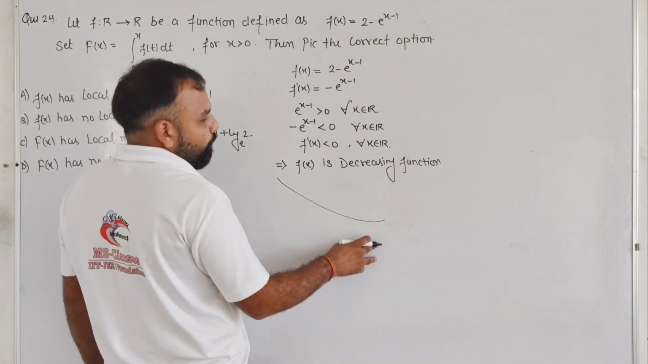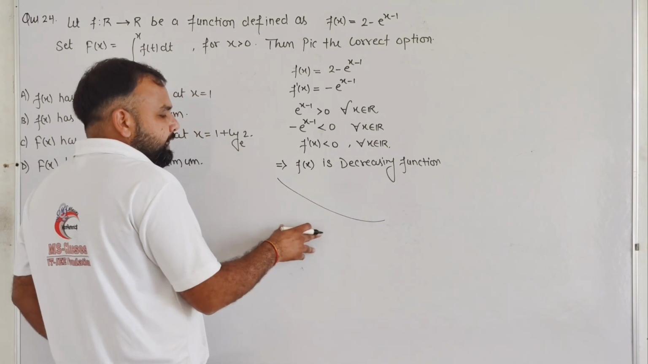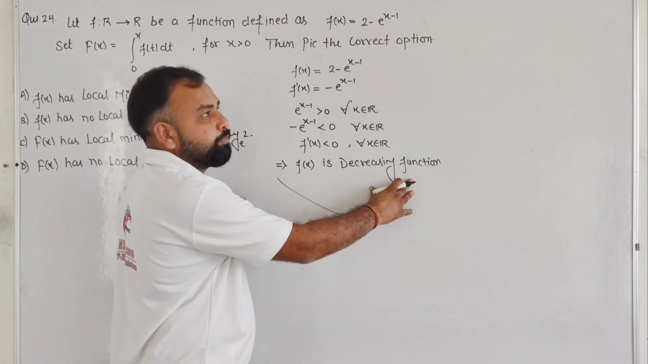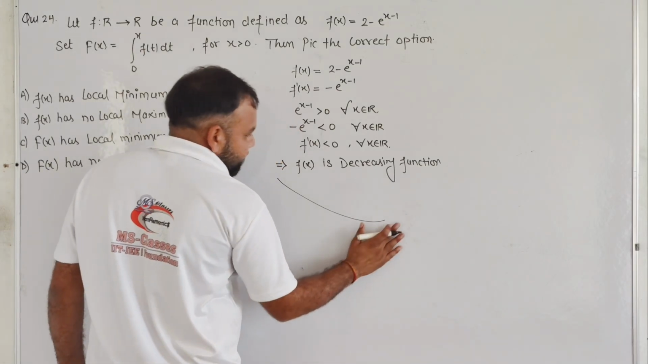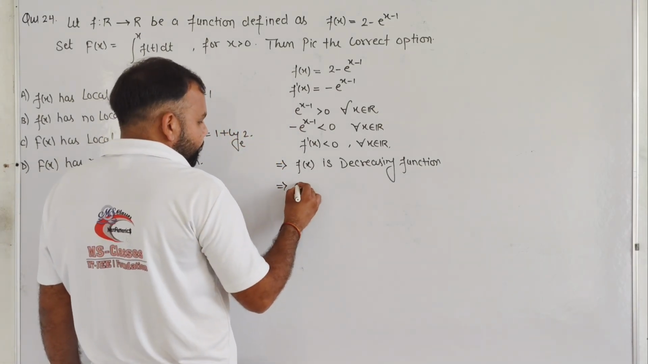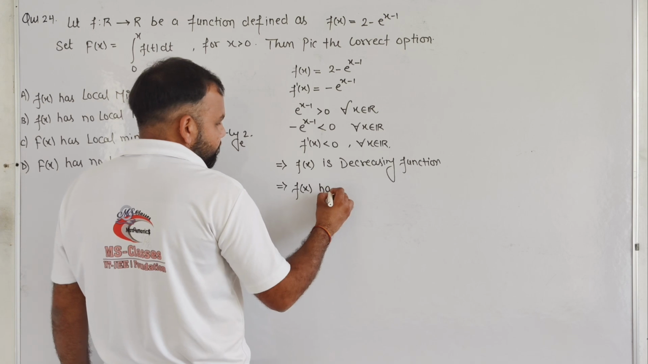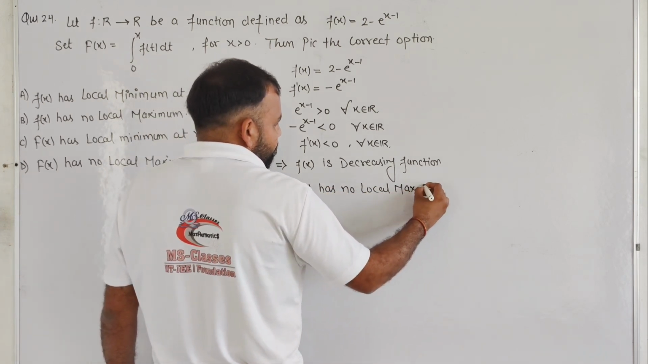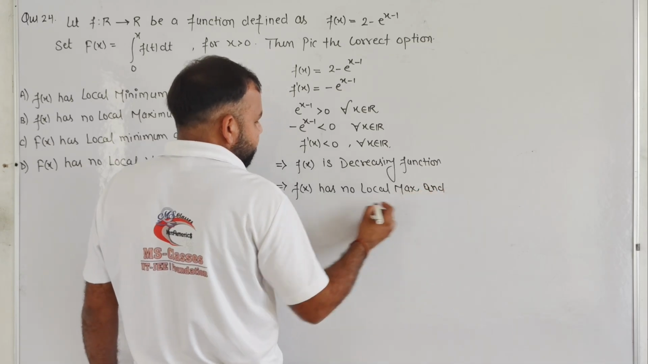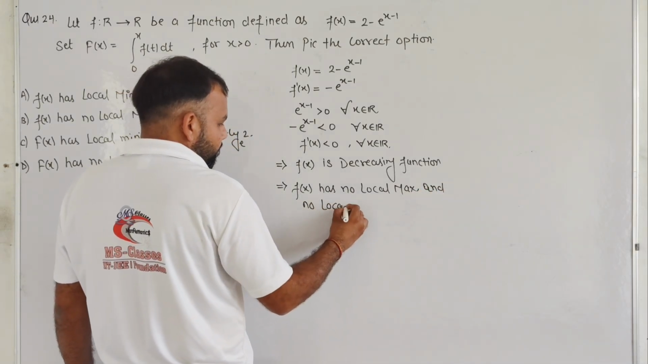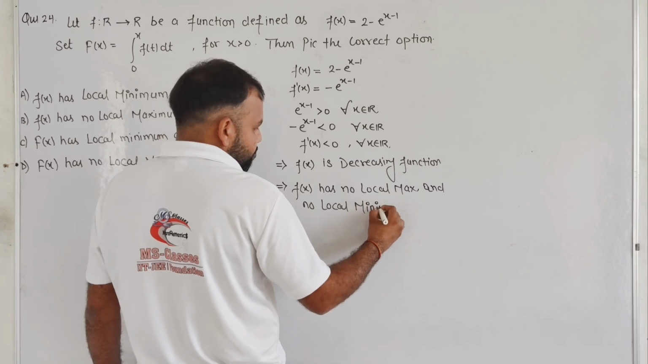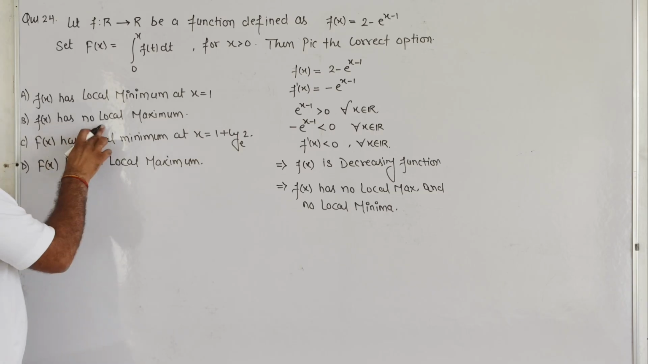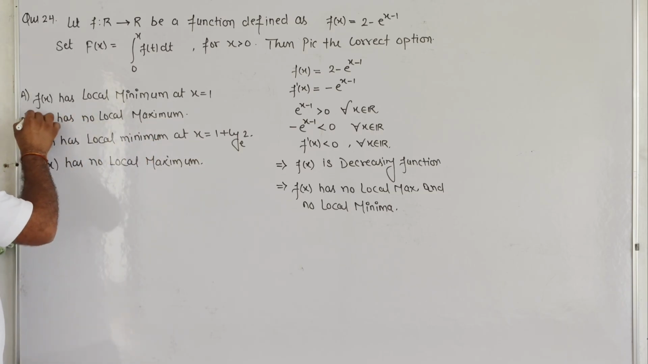So in that scenario, we can directly say that there is no local maxima and no local minima for all real numbers. Basically, students, you can say that in that scenario f of x has no local maxima and no local minima. I think you understood. By saying that f of x has no local maxima, option B is correct.